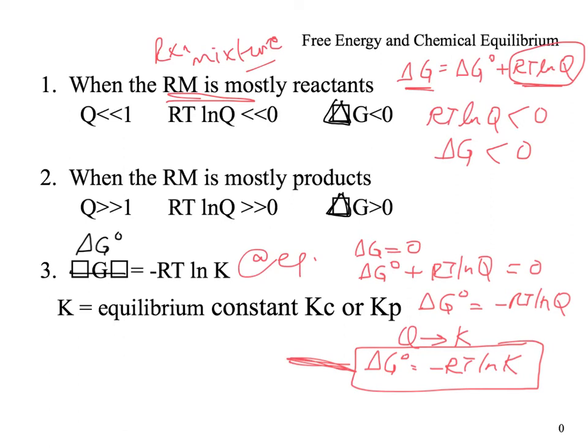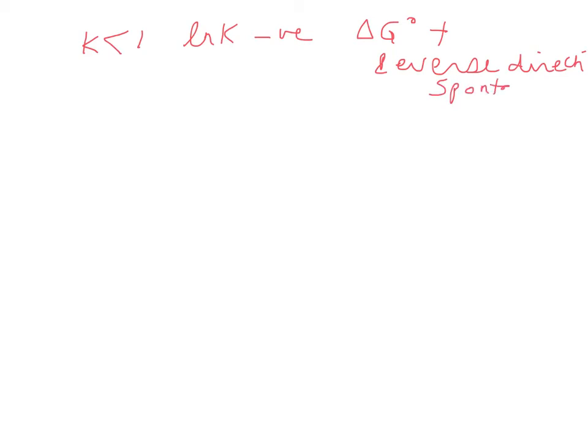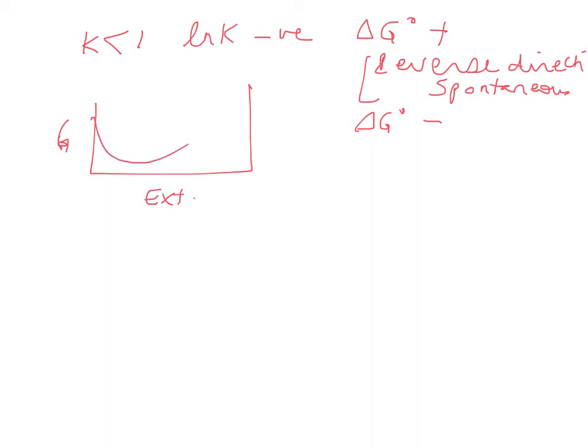So to give you an idea, if you have reactions where the K is much less than 1, that means the natural log of K is a negative value as well, and so the delta G0 is going to be a positive value. And so under standard conditions, that means Q being equal to 1, the reaction will be spontaneous in the reverse direction, because if forward has a positive delta G, that means reverse will have a negative delta G, and so your graph for the free energy against the extent of reaction is going to look a little bit more on the left hand side, signifying that the K value is less than 1.